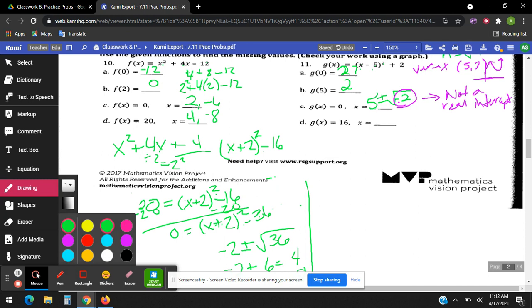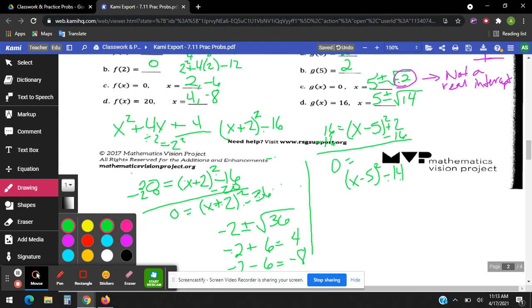All right, so now I'm going to take the x minus 5 squared plus 2, and it's supposed to equal 16. Well, I need it to equal 0. So if I subtract 16 from both sides, 0 equals x minus 5 squared minus 14. Now I can fill in h is 5 plus or minus the square root of a negative 14, which means positive 14, which I don't have a square root for that, and so I'm done.